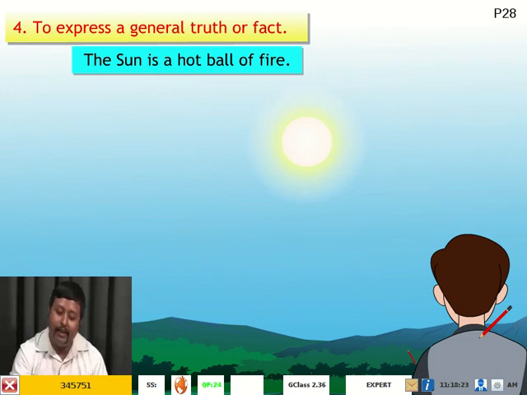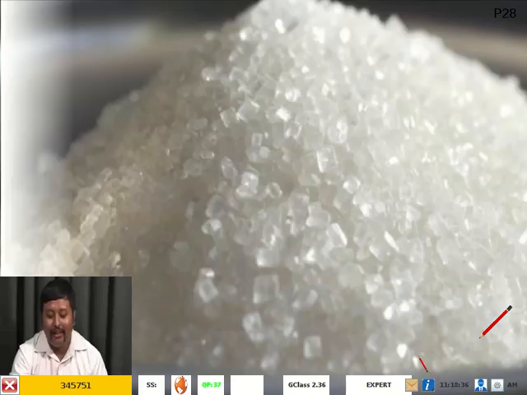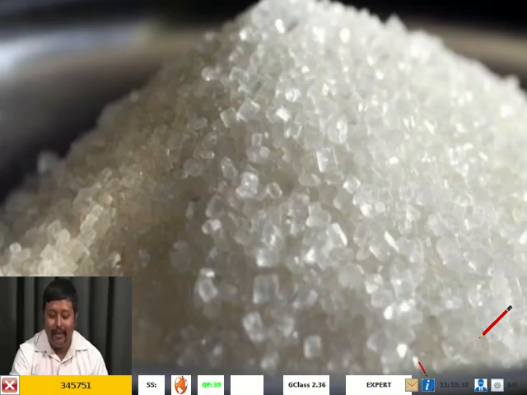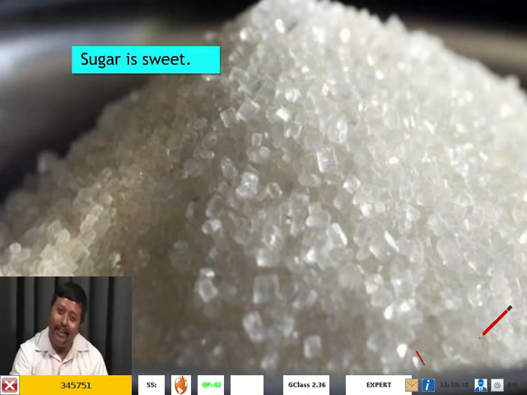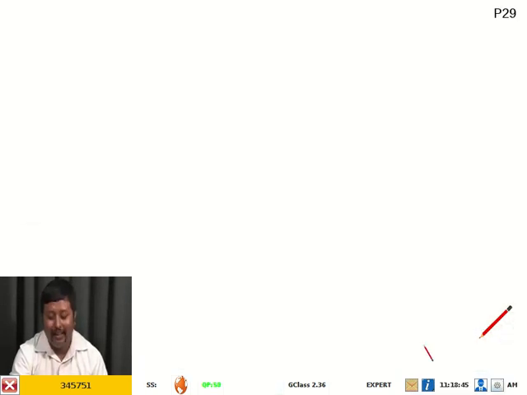Say, for example, the sun is a hot ball of fire. This will always be true. Sun will always remain a hot ball of fire. So here, what will we use? We'll be using present tense. Right? Then, what's next? Sugar is sweet. So it's a permanent thing. It would be what? Present tense.